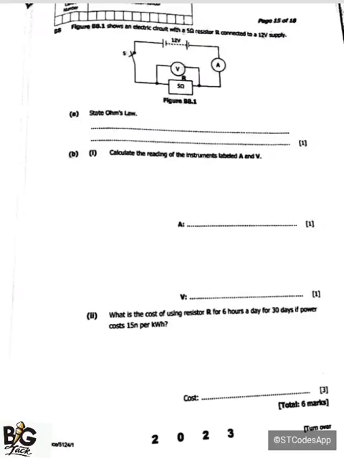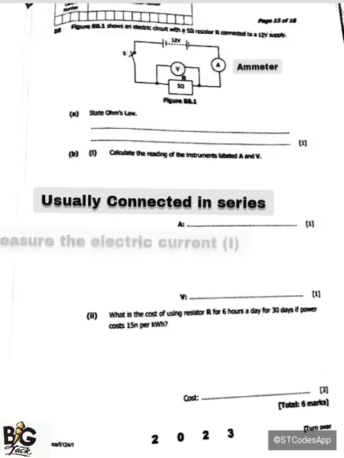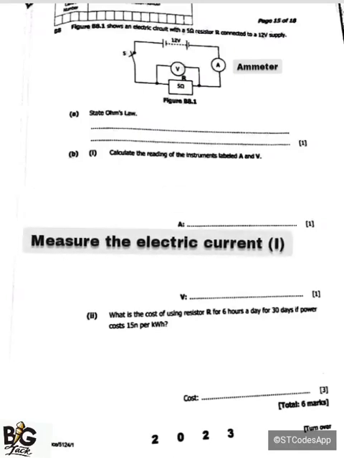As for instrument A, it is called the ammeter. And the ammeter is usually connected in series. Then the function of the ammeter, or the use of the ammeter in the electric circuit, is to measure the electric current. Now, the electric current is denoted by capital letter I.